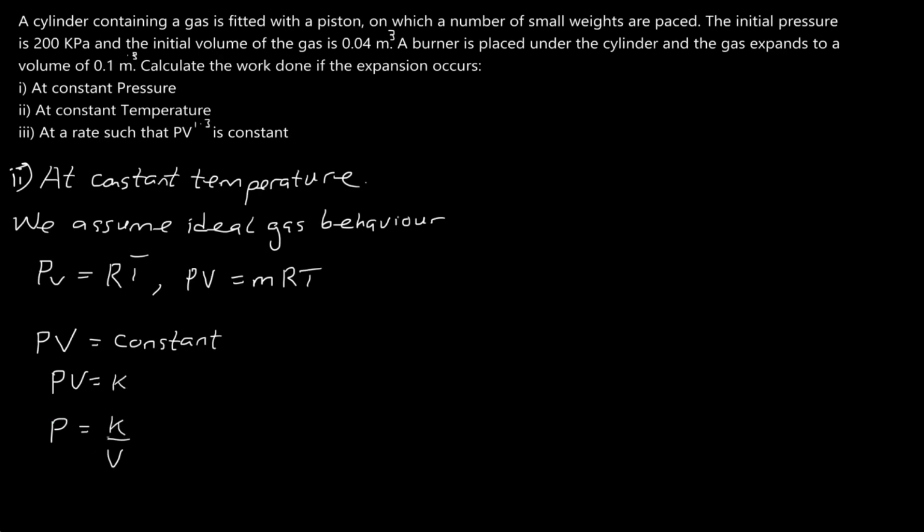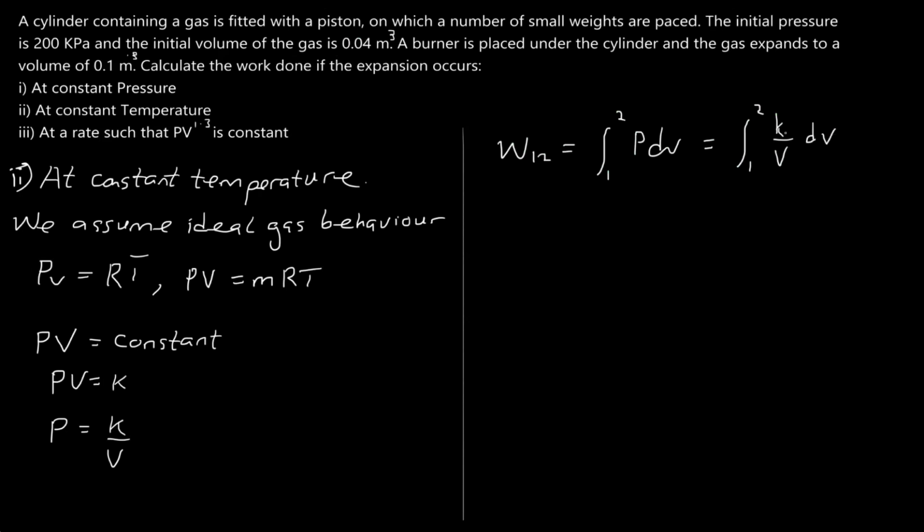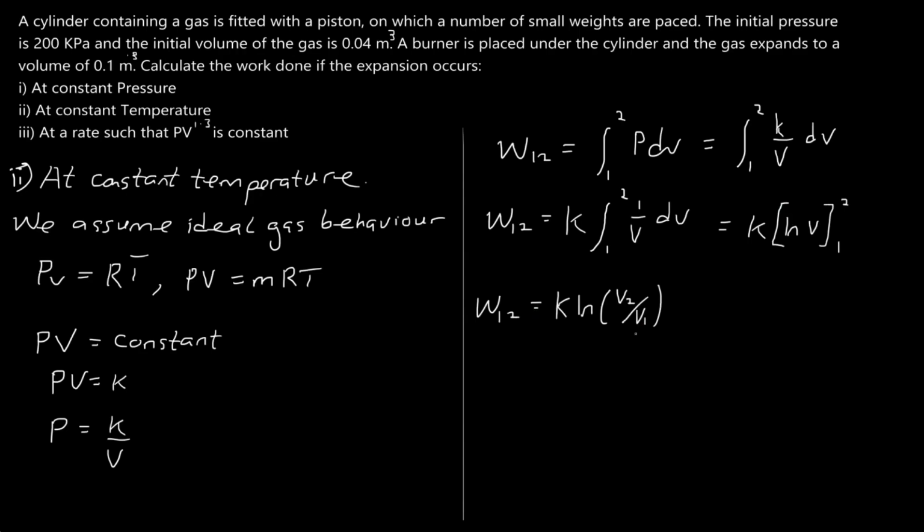Putting this into our relation for work done, we have W12 equals the integral from state 1 to state 2 of K divided by V dV. And we can factorize K out of this integral since it's a constant. So we're left with the integral of 1 over V dV. And this gives us K times the natural logarithm of V2 divided by V1.